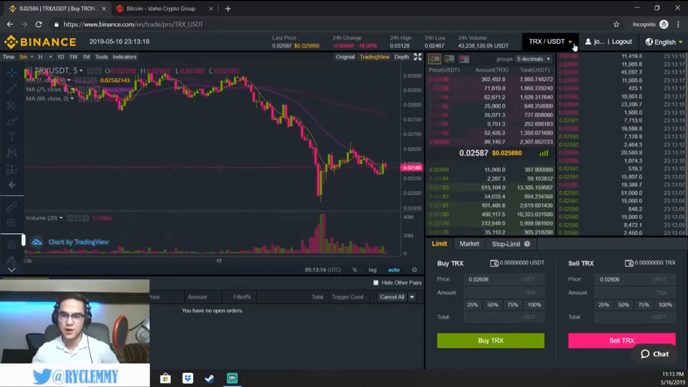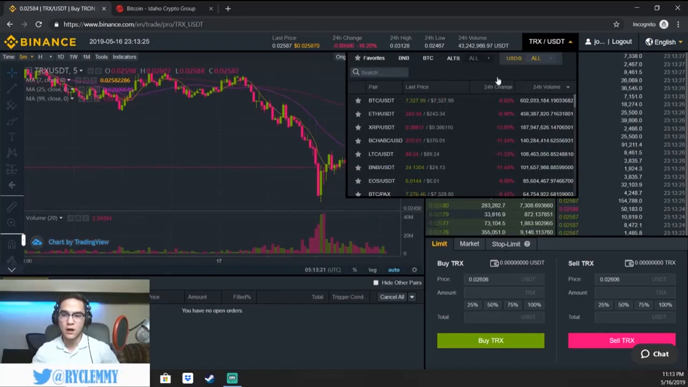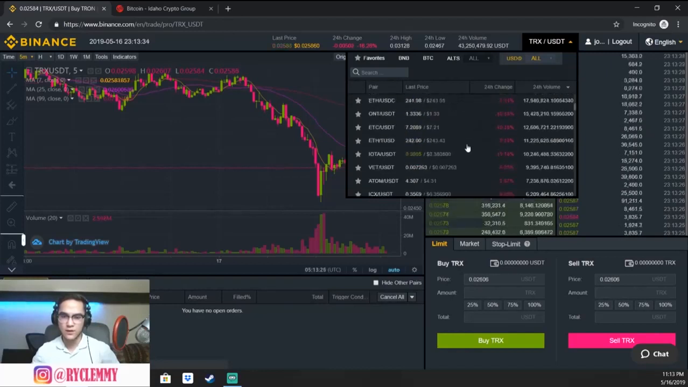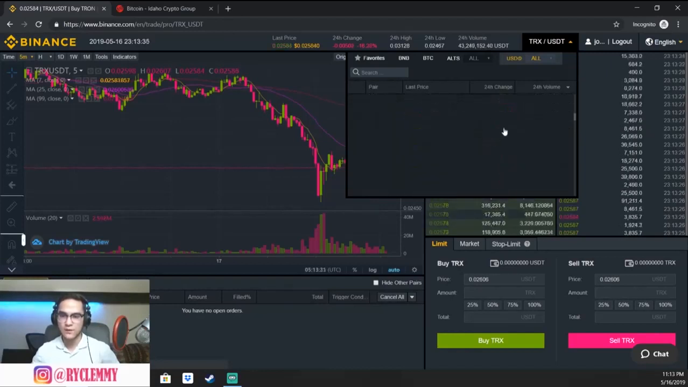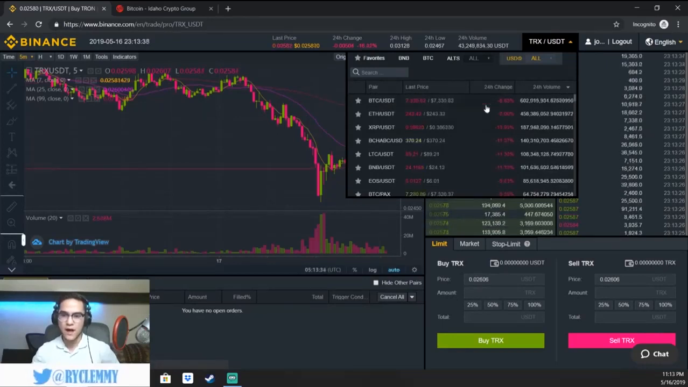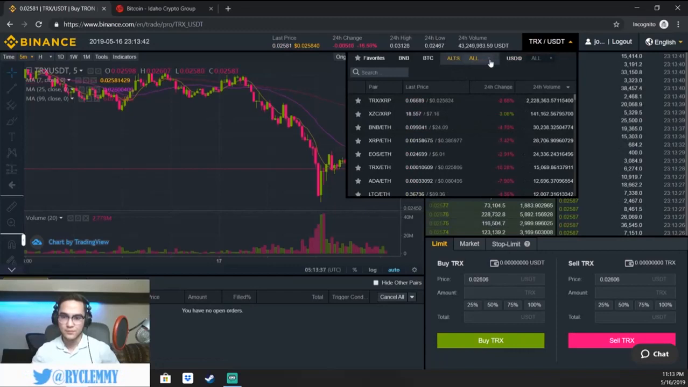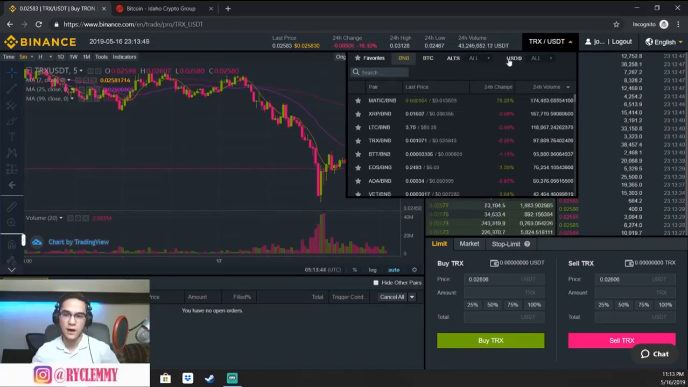But if you click this little drop down menu, you can see all of these pairs once again. So under this tab is going to be the coins being traded against the US dollar tether coin. You can see there's all sorts of different coins down here, and you can see their 24-hour change as well as their volume. And then if you click alts, you can trade against Ethereum or Ripple, and then you can trade against Bitcoin right here, and then right here you can trade against the Binance coin. But for now, I'm going to stick to US dollar tether. And so again, guys, these are what the trading pairs are.